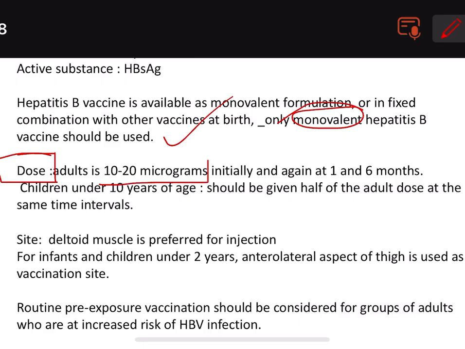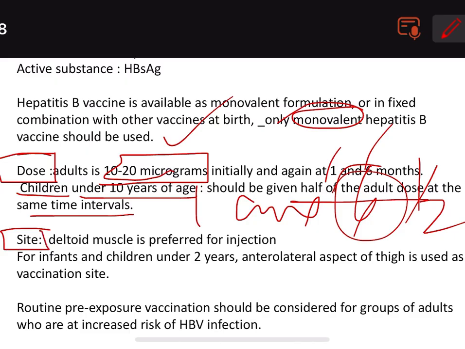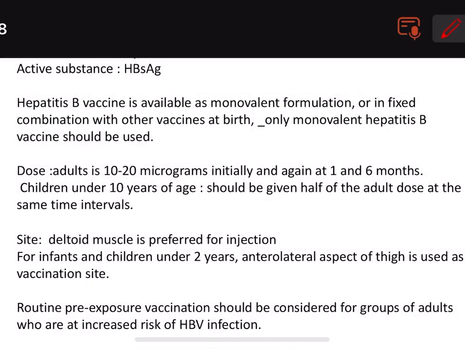For adults, 10 to 20 micrograms initially, and again at 1 and 6 months we give. And for children under 10 years of age, half the adult dose, at the same time intervals of 1 and 6 months. Then the deltoid muscle is preferred for the vaccine. And for infants and children under 2 years, the anterolateral aspect of the thigh.